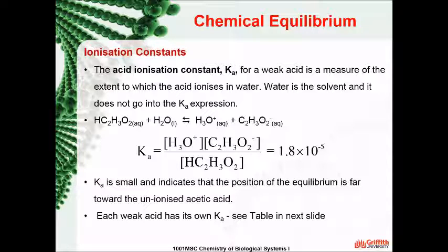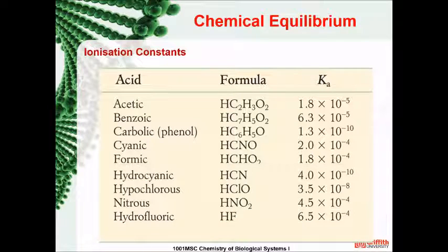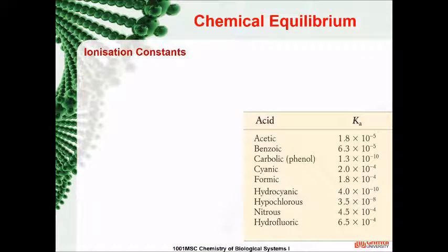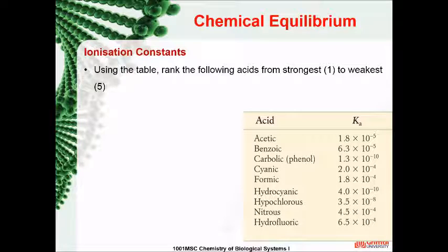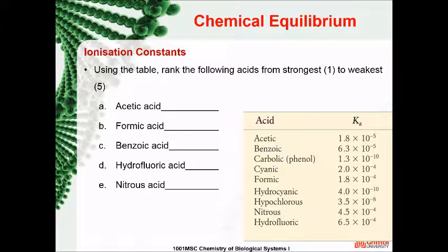You don't need to memorize these values. This table gives some examples of different Ka values for different weak acids. Using the table, rank the following acids from strongest 1 to the weakest 5.